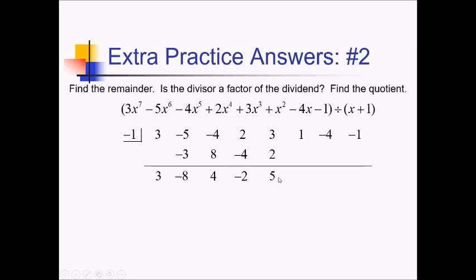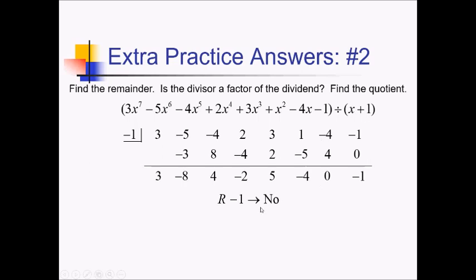3 plus 2 is 5. Times negative 1 is negative 5. Plus 1 is going to be negative 4. Times negative 1 is 4. And then we add that with a negative 4 to get 0 down here. Negative 1 times this 0 gives us a 0 up here. And negative 1 plus 0 is still negative 1. So that last number, that last negative 1, is our remainder of negative 1. Since that's not 0, it means that after all that work, x plus 1 is not actually a factor of the polynomial.